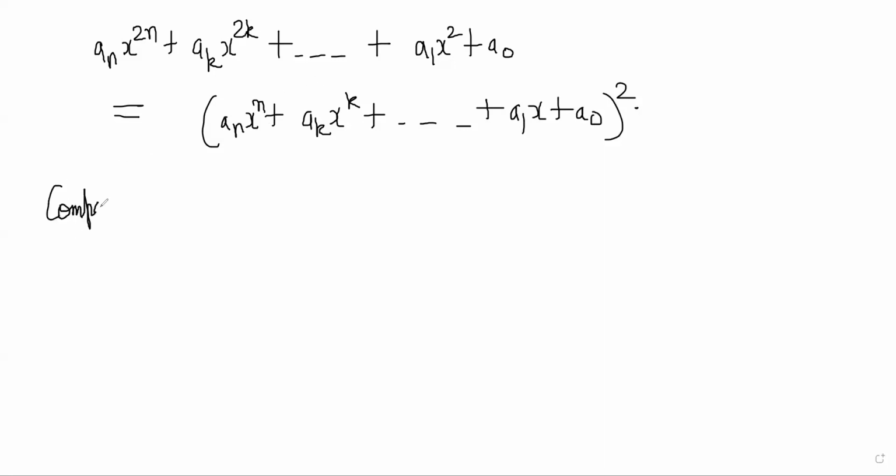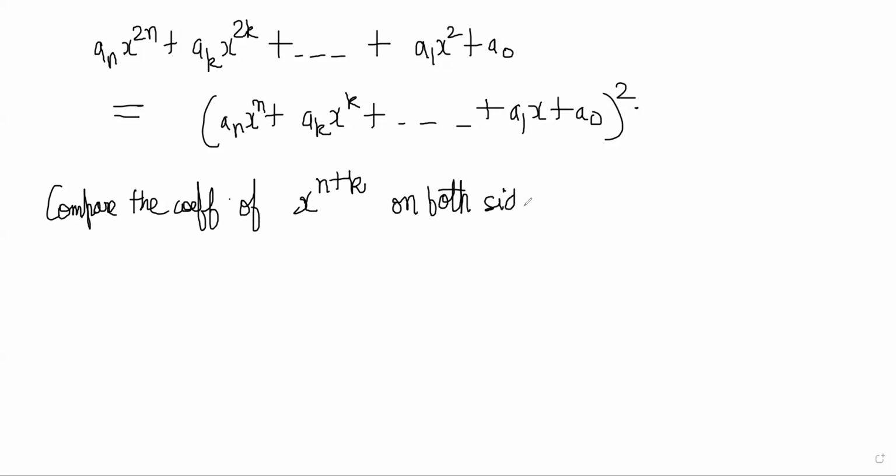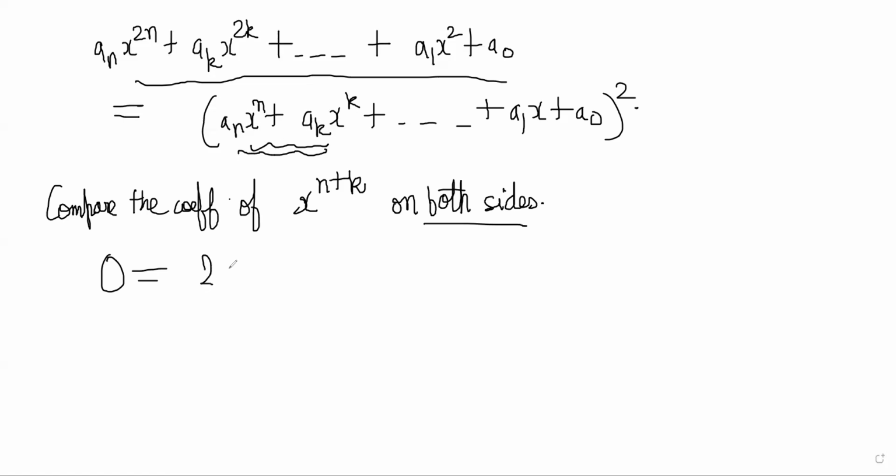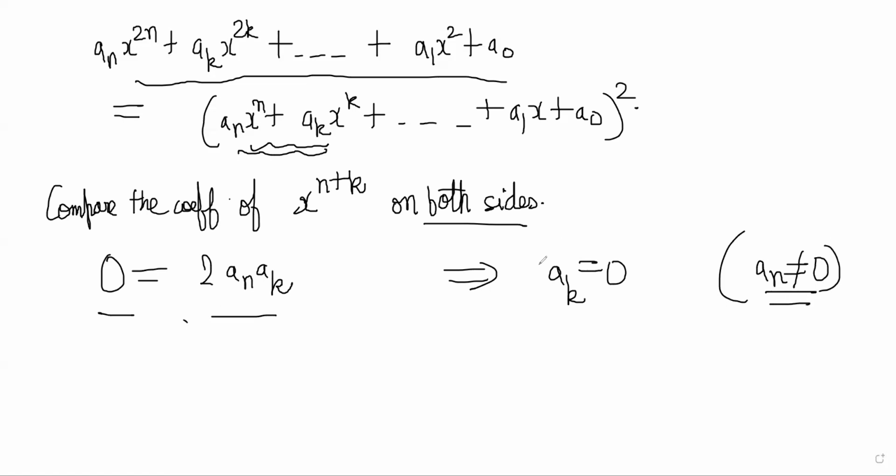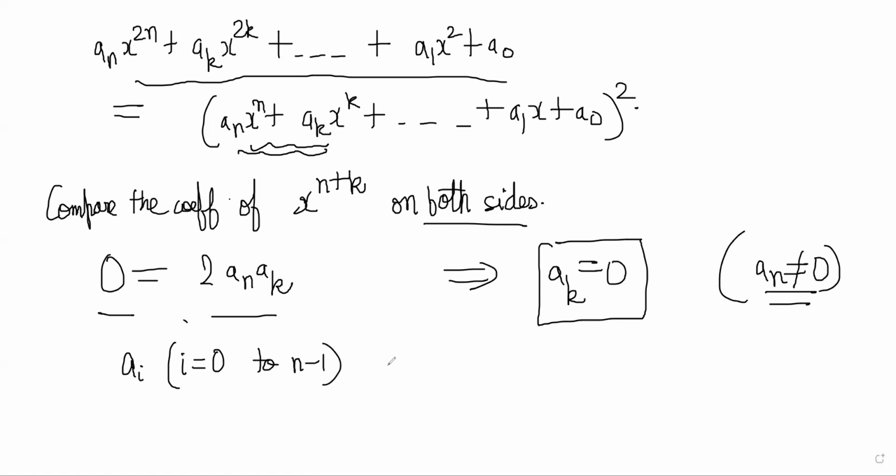Now compare the coefficients of x power n plus k on both sides. If you compare the coefficients of x power n plus k on both sides, the LHS coefficient is 0 because there is no such term here. But on the RHS, there is a coefficient here of x power n plus k. That is 2a_n a_k. So we are getting 2a_n a_k should be 0, which implies that a_k should be 0 because a_n was not equal to 0, right? And now we are getting a_k is 0. However, we had assumed while starting the proof by contradiction that a_k was non-zero, right? So this is our contradiction. Therefore, the coefficients a_i, where i goes from 0 to n minus 1, are all 0.